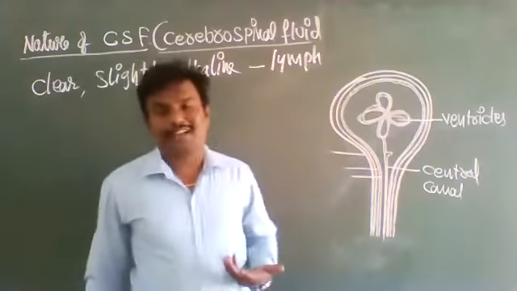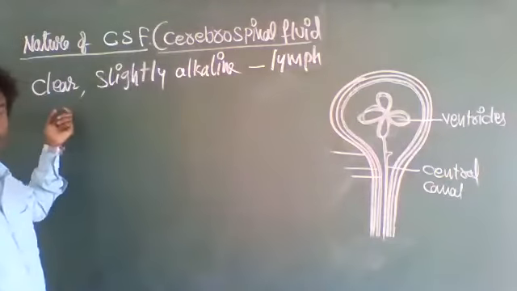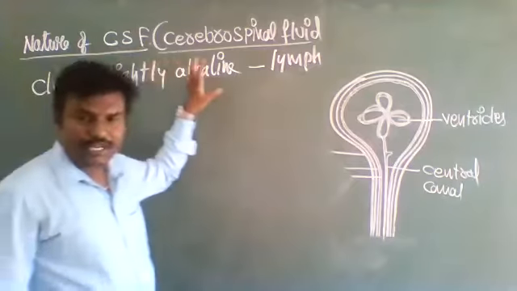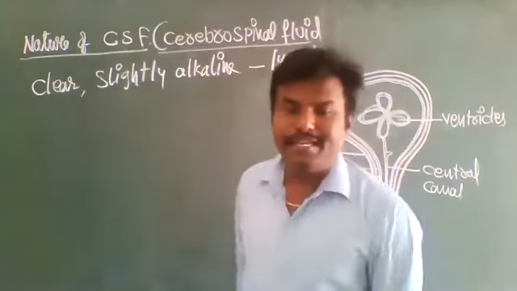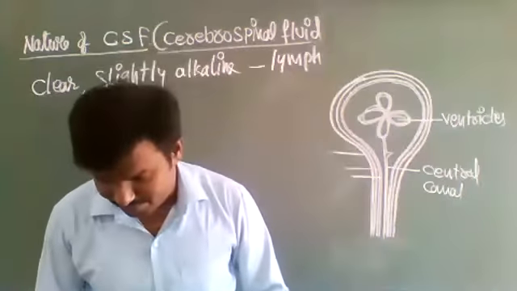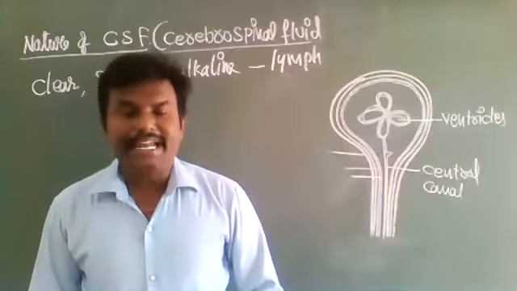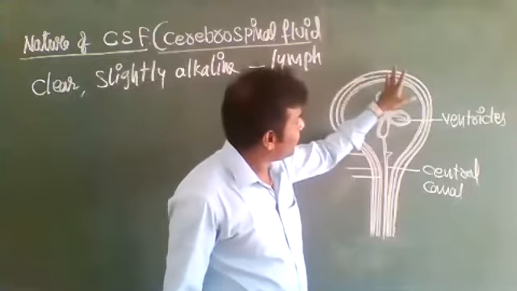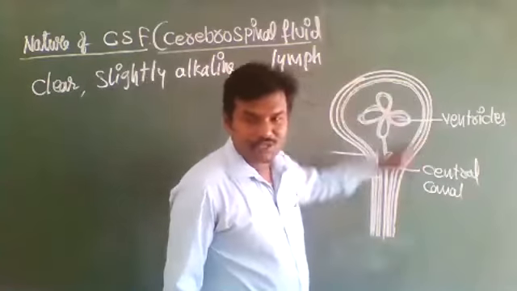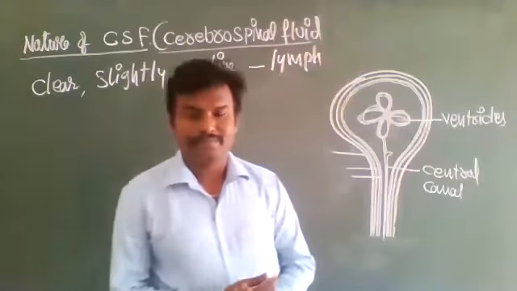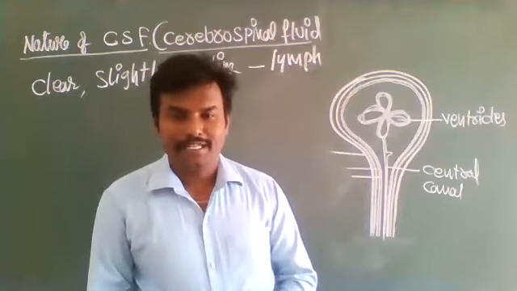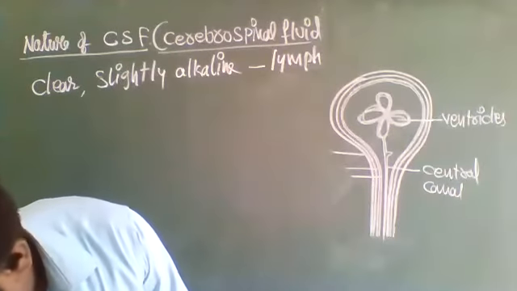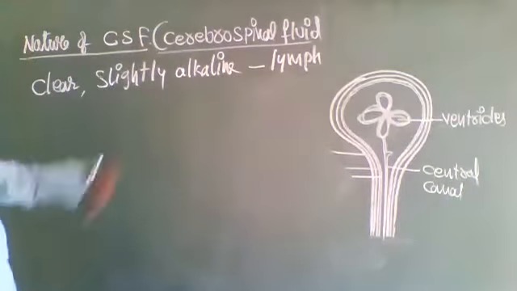Lymph looks whitish in color. Even so, it is also clear, like water. It is clear; no impurities are present. Clear, slightly alkaline in nature. It is similar to the fluid lymph. It undergoes slow circulation from the brain to the lower part, and from the lower part back up. Okay, so this is the nature of the cerebrospinal fluid.